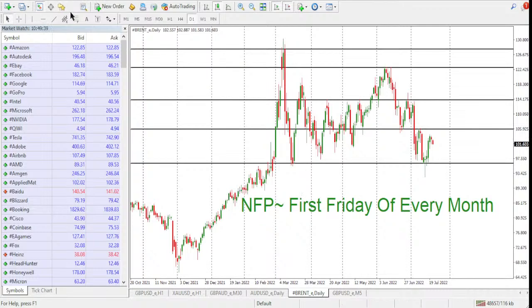So the other category of news which normally affects how the charts move is this one: interest rates. Let me write that down. Interest rates.